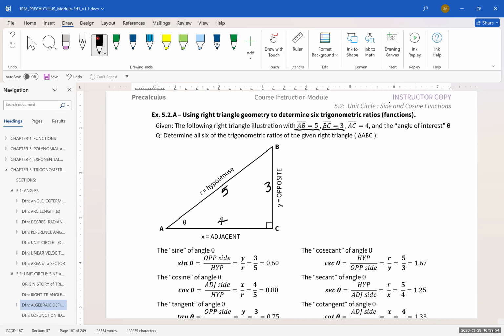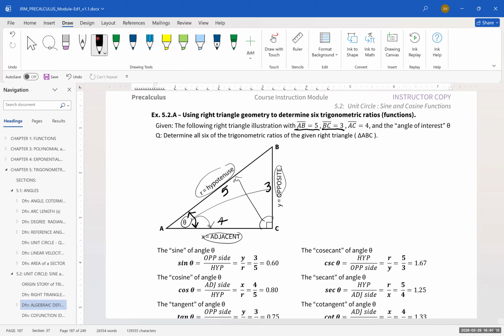And the angle of interest. So this is our angle of interest. Opposite the angle of interest gives us the opposite side. The side adjacent to our angle of interest is the adjacent side. And the side opposite the right angle, that's the hypotenuse. Okay, so now we want all six trig functions.